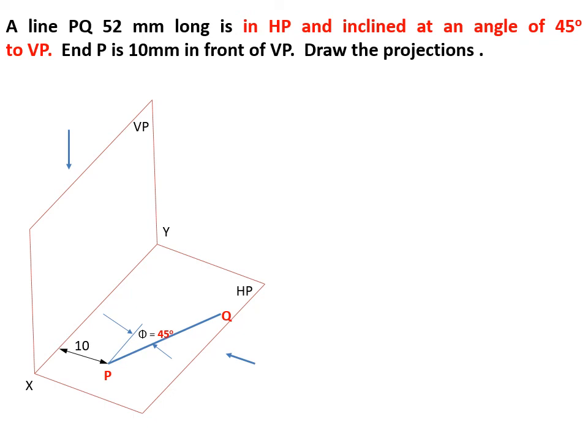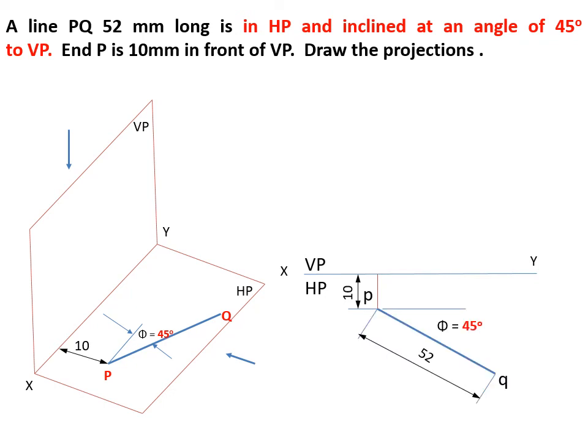In the front view, the line is lying on HP, so it lies on the XY reference line. In the top view, it is 10 mm below XY. From point P, you draw a line inclined at 45 degrees, with length 52 mm. The inclination with respect to VP is represented as phi equal to 45 degrees. Here you have to draw the dimension line as an arc with arrowheads at both ends.